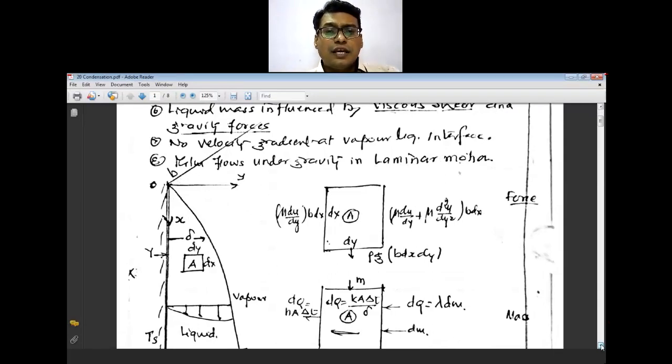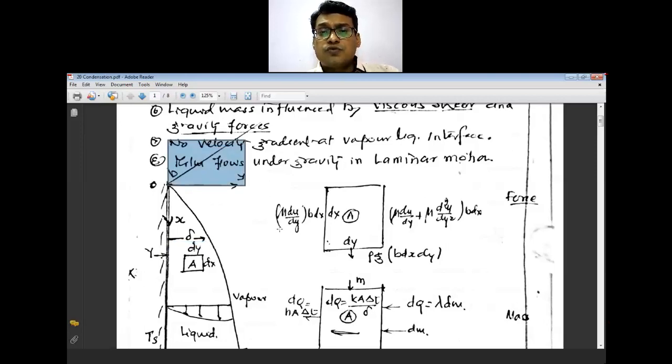then a vertical plate which is having the x direction in the vertical and y direction in the horizontal. So y is your thickness of the liquid film which is forming over this plate, and b is the width of this plate.